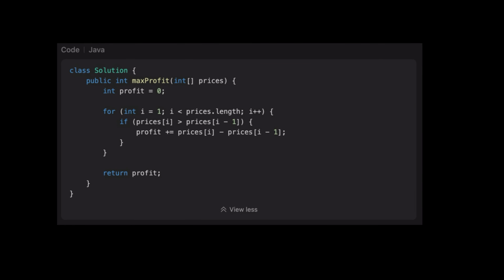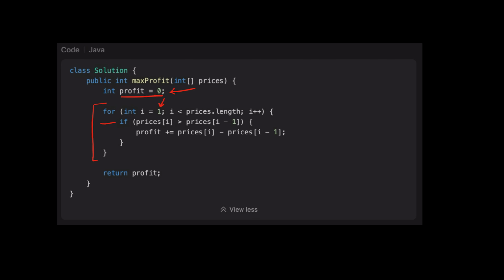Here's the solution in Java. In the main method, I start by initializing a variable called profit and set the default value to 0. After that, I'm starting a for loop to iterate through all of the elements, starting at i equals 1 all the way till the end.